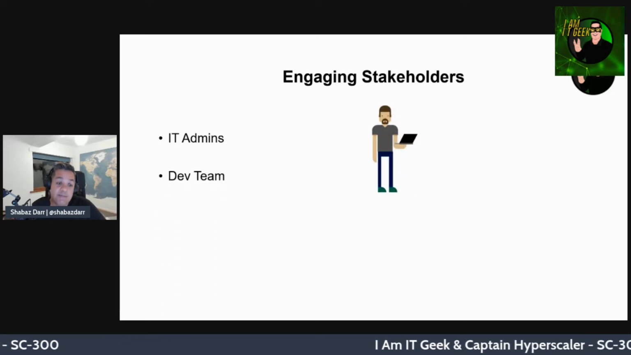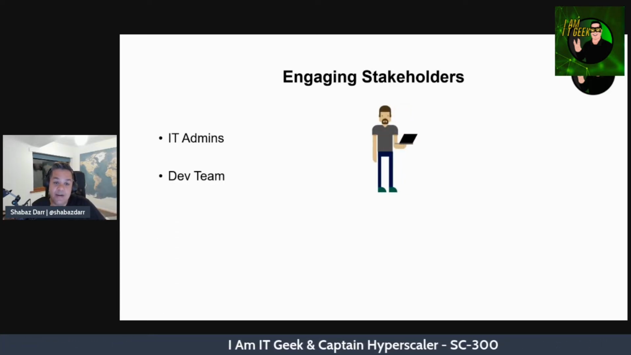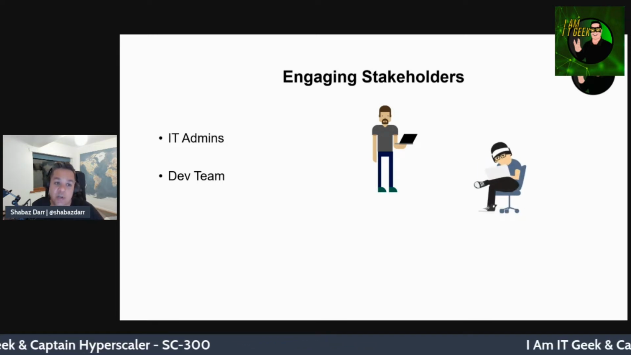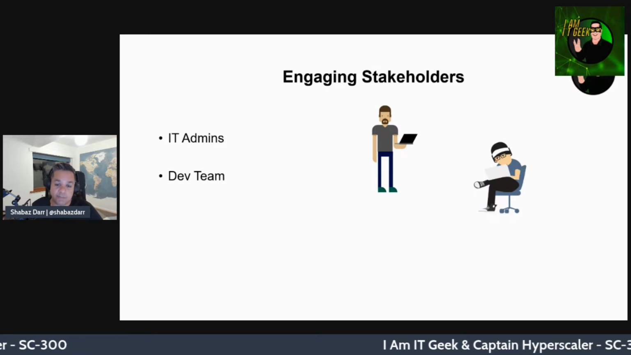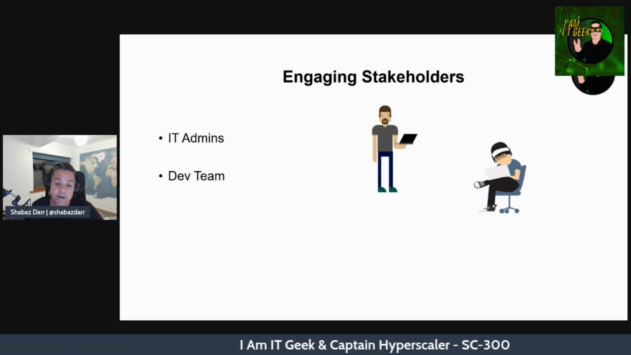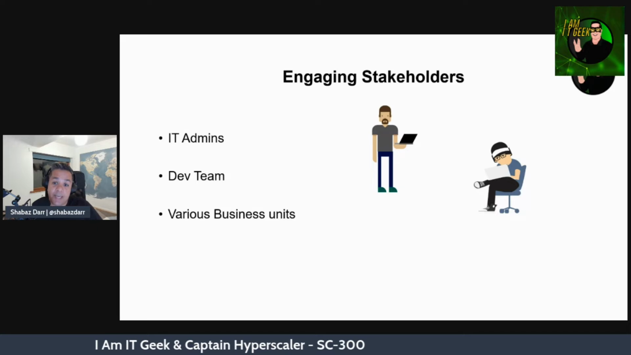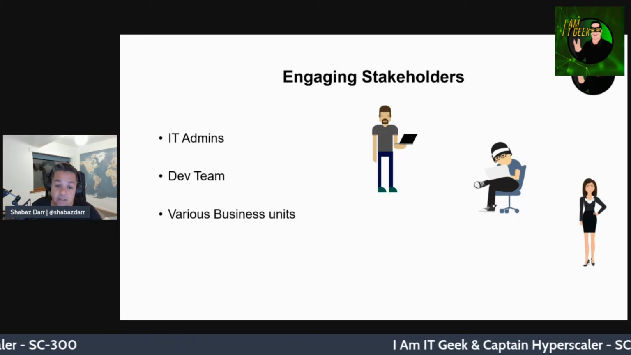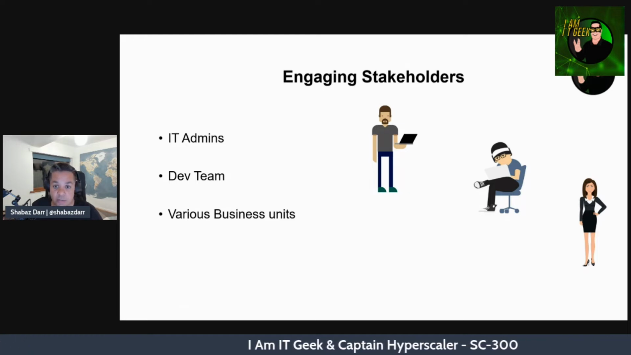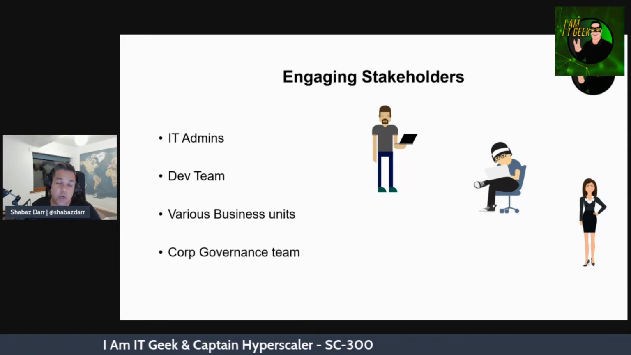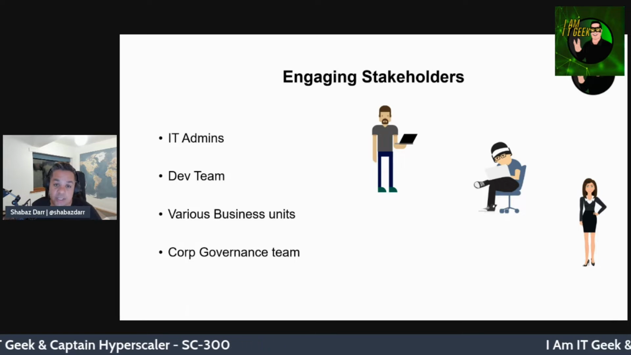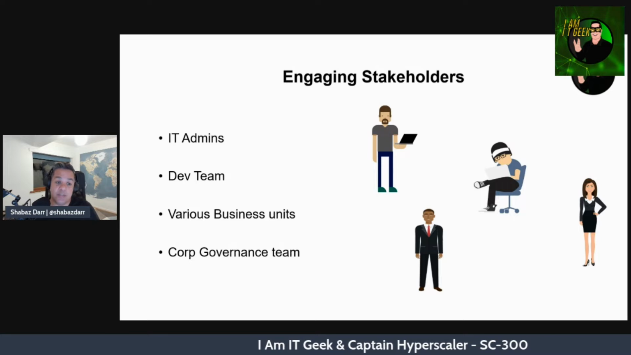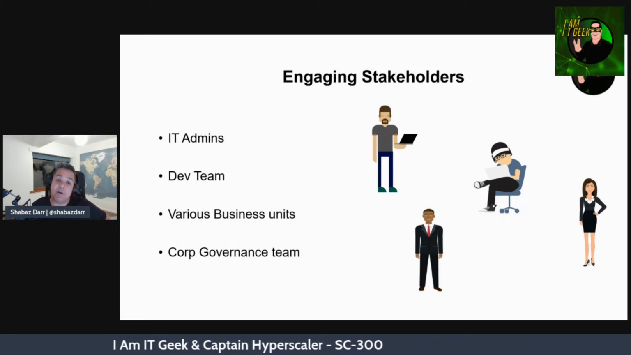And your dev teams, they build and maintain the applications for your organization, so it's important to engage them when we're doing these sort of access reviews. There are also business units that manage projects in their own applications. There could be different business units within your organization, finance, marketing, HR, and it's important to include them in any discussions. And finally, your corporate governance ensures that the organization is following internal policy and complying with regulations, so it's important to get that internal corporate governance team involved as well.